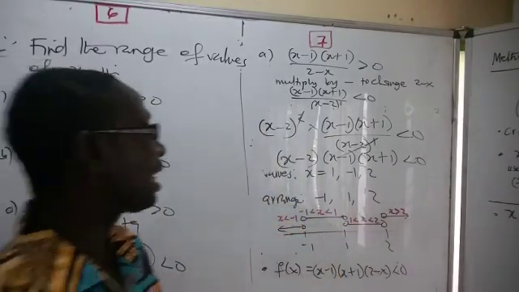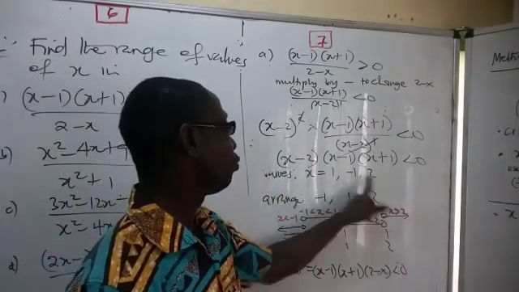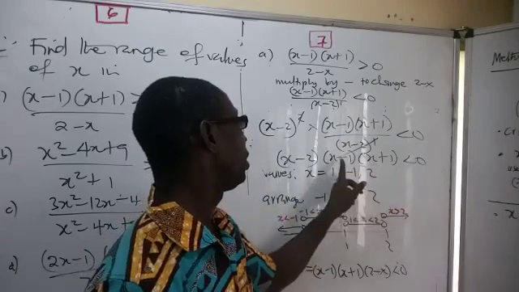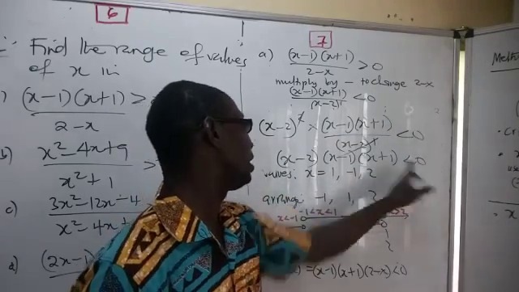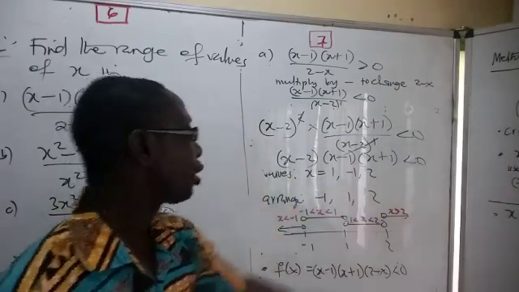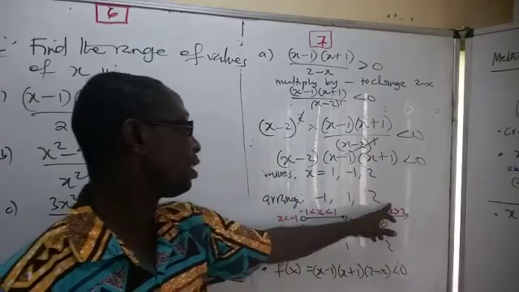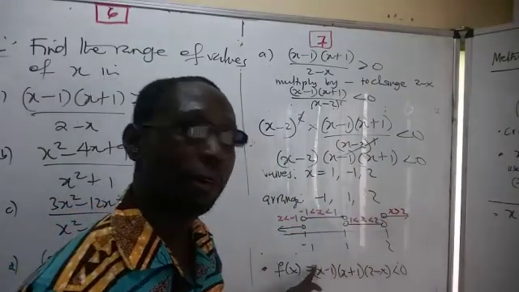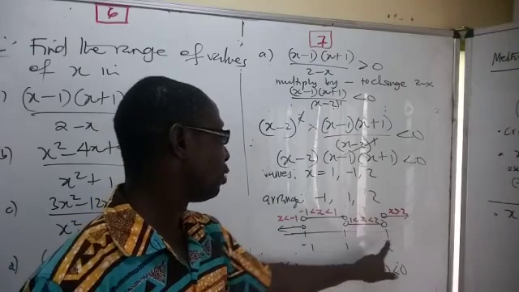So the critical values are 1, negative 1, and 2. This one goes here as 2, this one goes here as 1, this one goes here as negative 1. Then you arrange it in order and create a number line for it. So negative 1, 1, and 2.